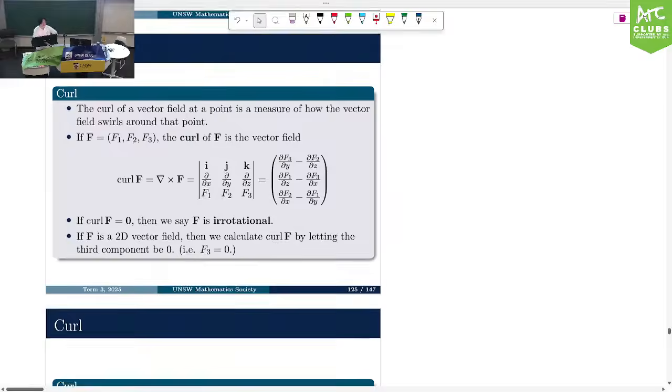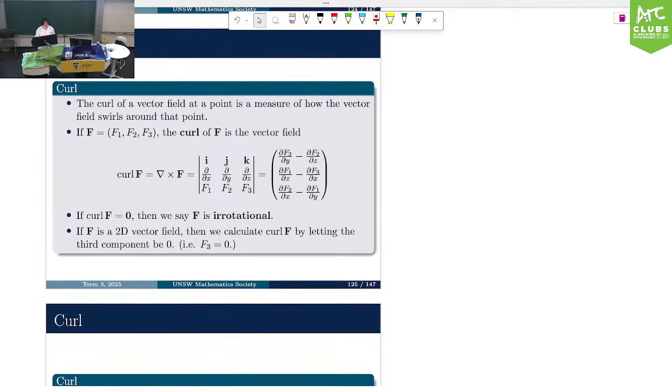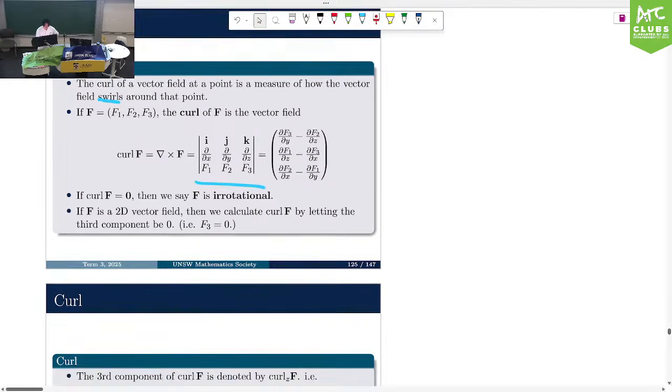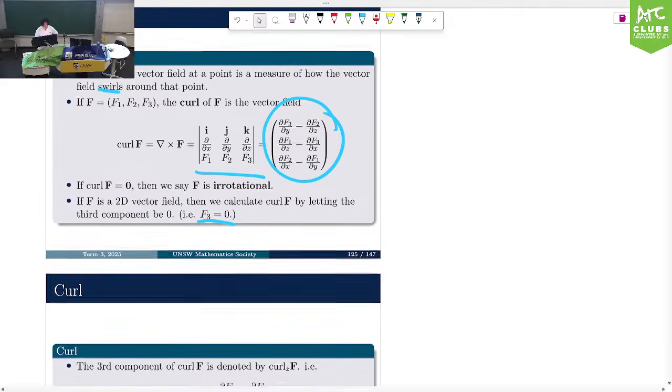And the next concept is the curl. The curl is the cross product alternative to the divergence. It's basically how much the vector field curls or bends around a point. Swirls is the word they use here. So instead of using the dot product, we'll be cross producting. I'm personally not a huge fan of this notation, but this is the result every single time. And when F is a 2D vector field, you just set F3 as 0, and it's pretty straightforward from there.